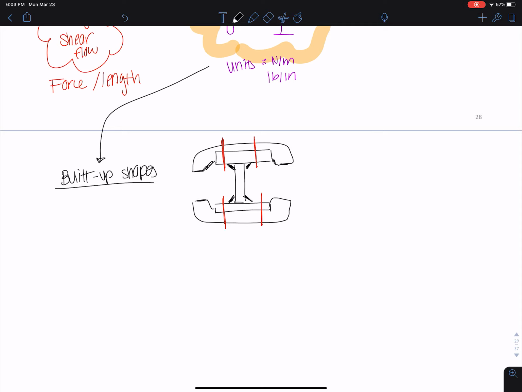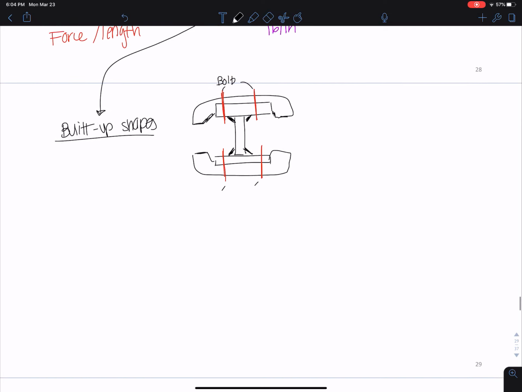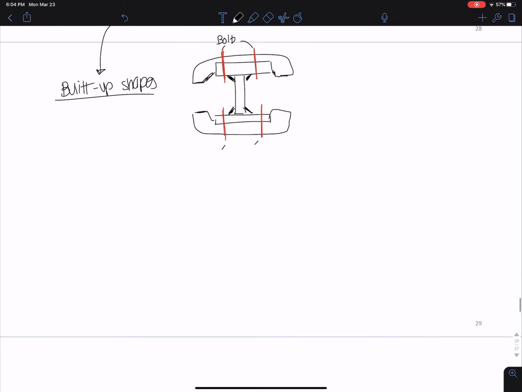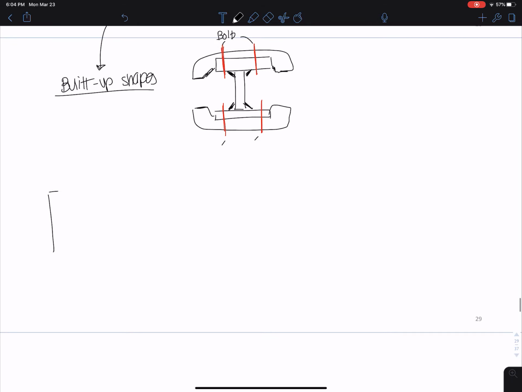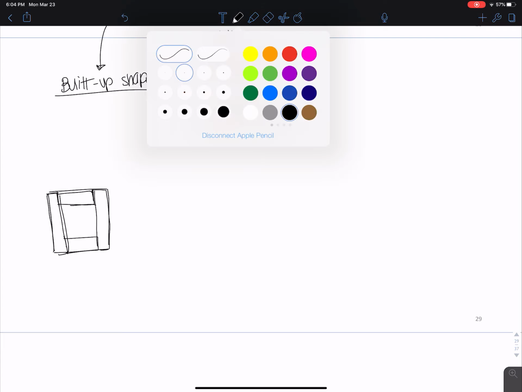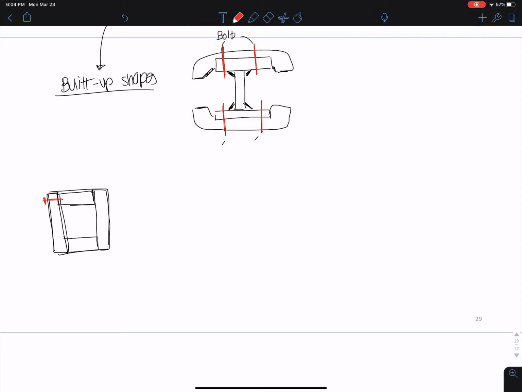And what strength of these bolts? These are bolts here. What is the strength of the bolts that I need? We can answer this with shear flow. Another thing we can do is, let's say I have a built-up section like this. I have these 4 members, and I want to bolt them as such.